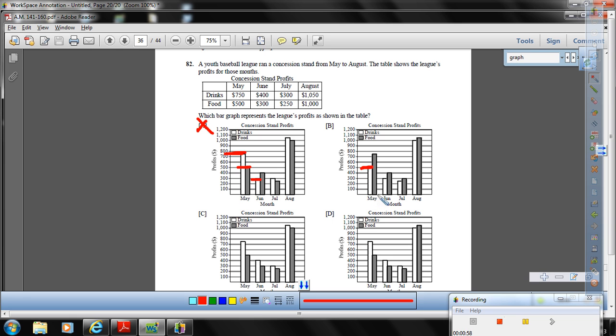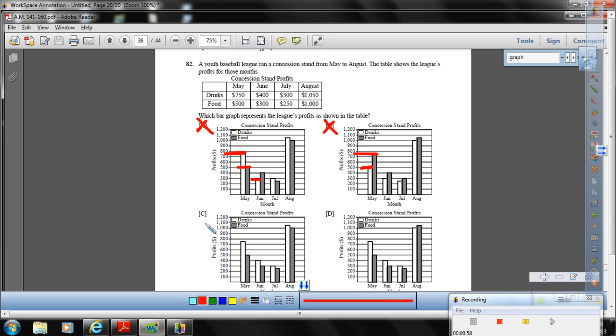Also, if we want to be absolutely sure this isn't the right answer, we look at the month of May, and they sold $750 worth of food. According to our chart, they only sold $500. Choice B is definitely not our answer.